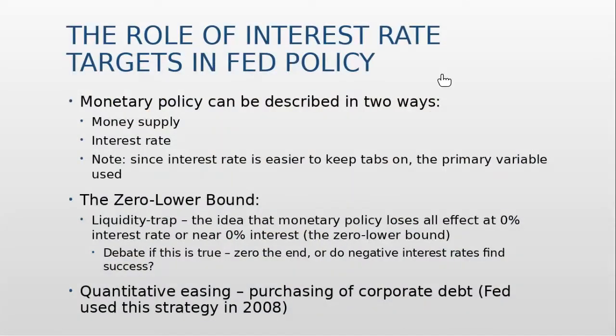So, what's the role of interest rate targets in federal policy? Well, monetary policy can be described in two ways. We have the money supply, of course, how much money is out there, and then also the interest rate, or the price of borrowing and saving. Since interest rates are easier to keep tabs on and measure, this is the primary variable typically used by the Federal Reserve to measure money supply.